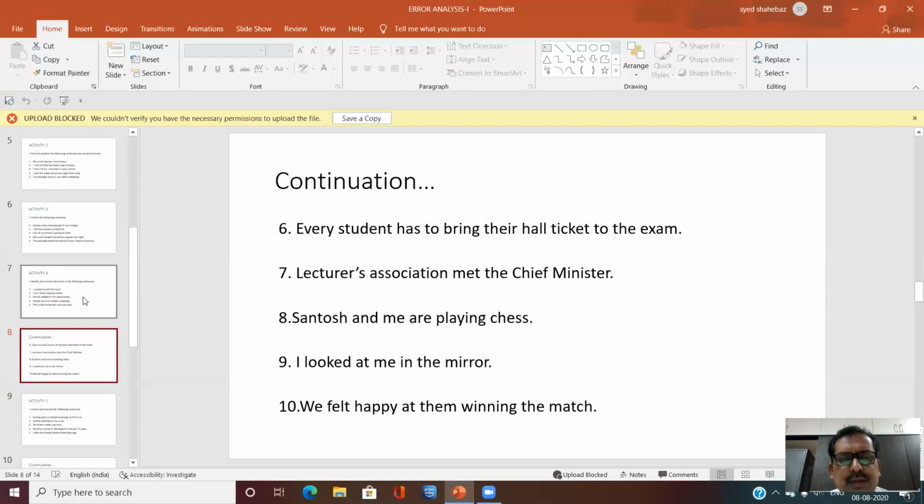Next sentence. We felt happy at them winning the match. The correct sentence is we felt happy for them on winning the match. So these are the correct sentences.